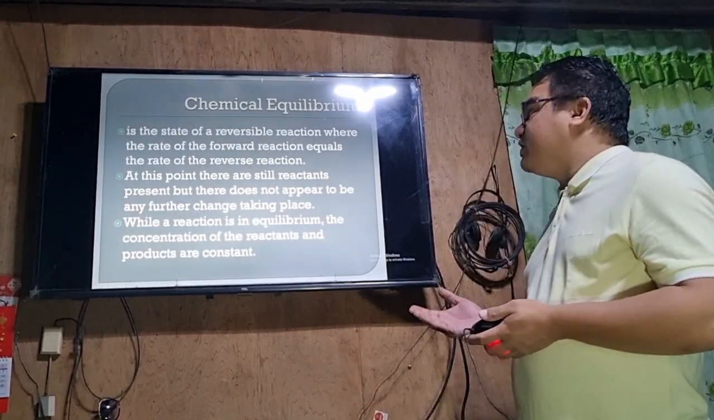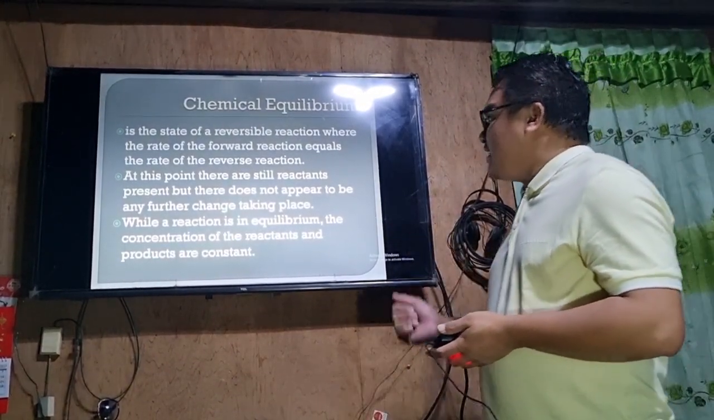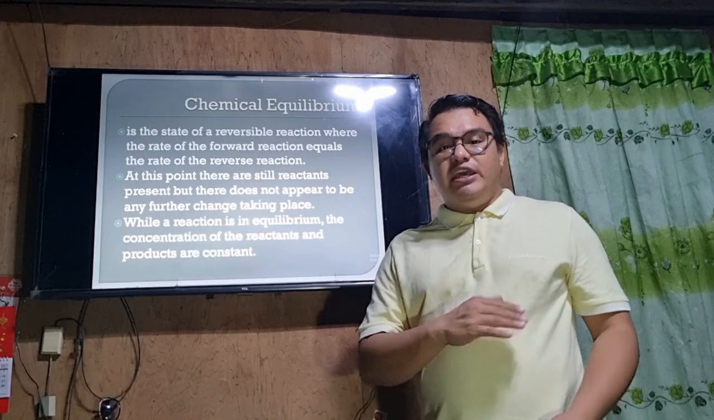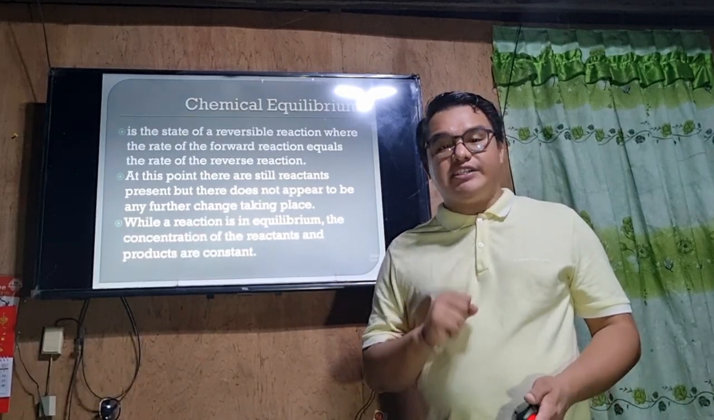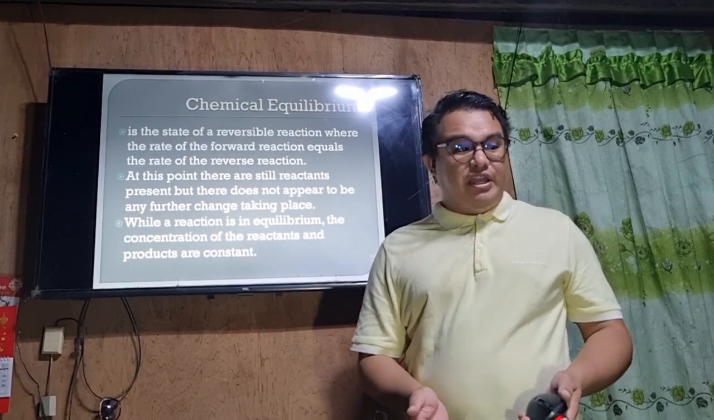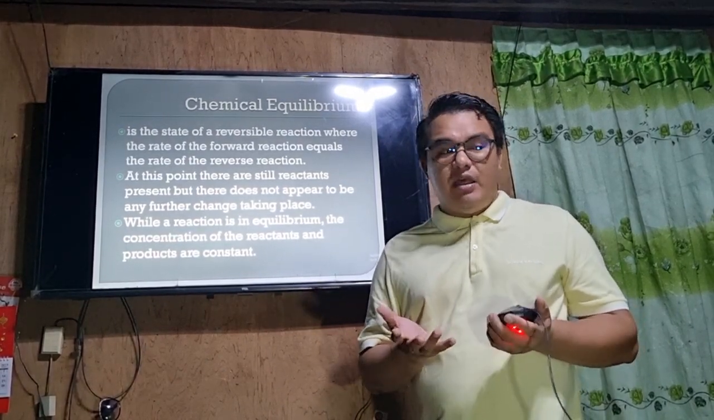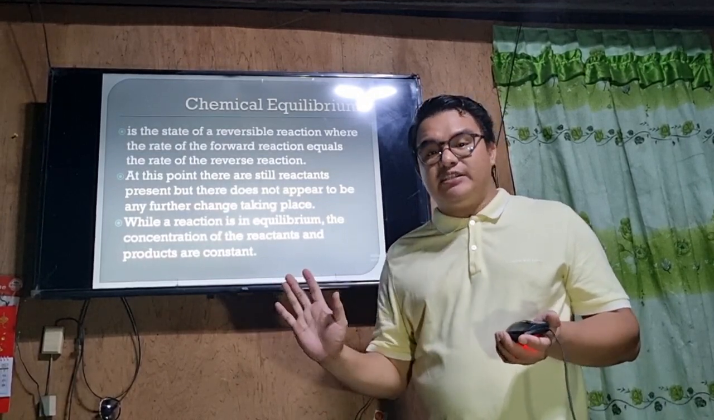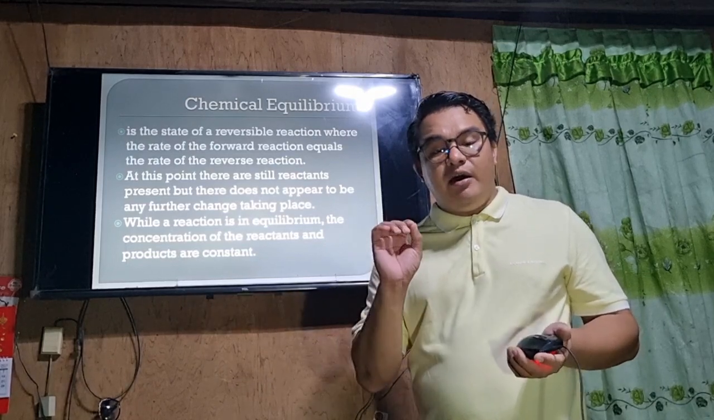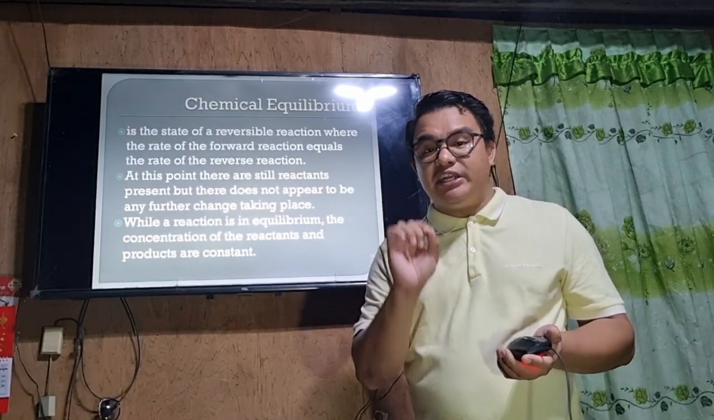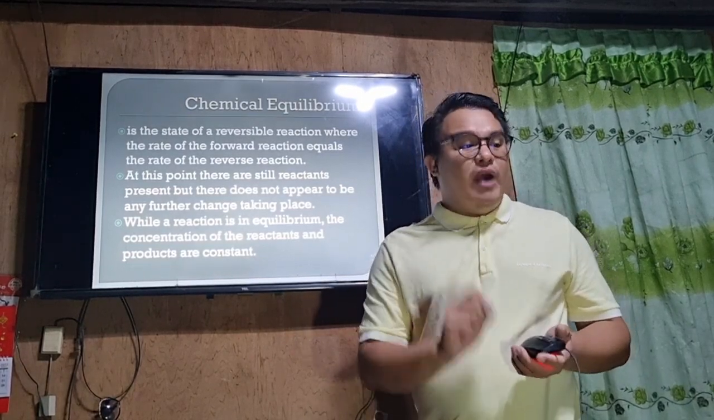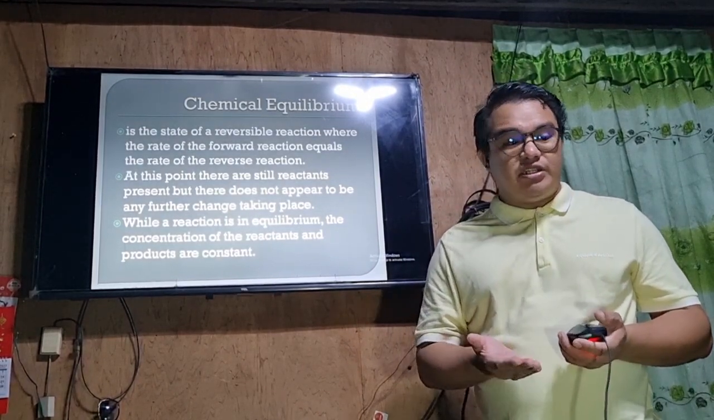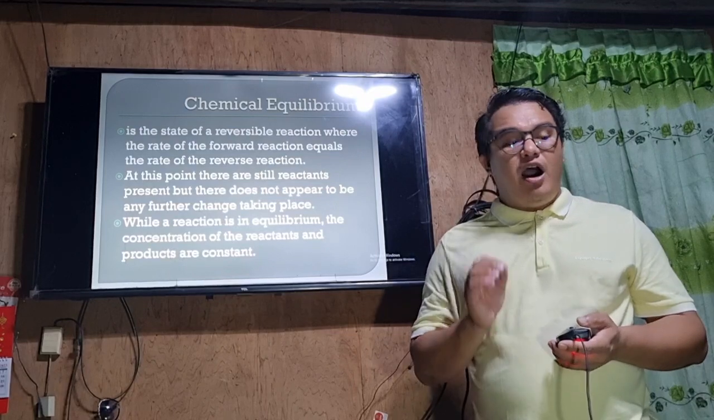Going back to the definition, chemical equilibrium is a state of a reversible reaction where the rate of the forward reaction equals the rate of the reverse reaction. Furthermore, at this point, there are still reactants present, but there does not appear to be any further change taking place. There's no more reaction because the chemical reaction has reached its equilibrium state. While a reaction is in equilibrium, the concentrations of the reactants and products are constant.